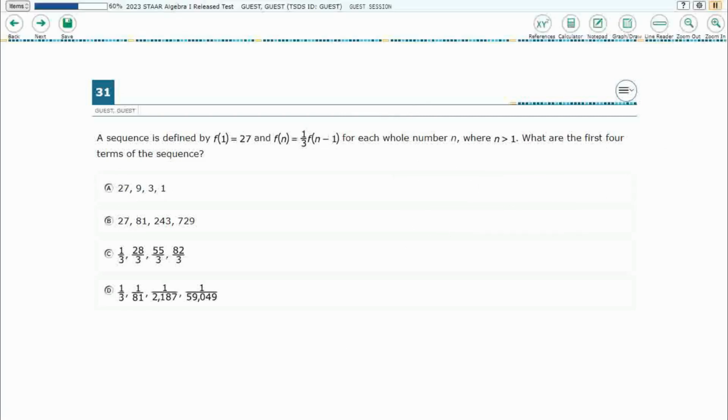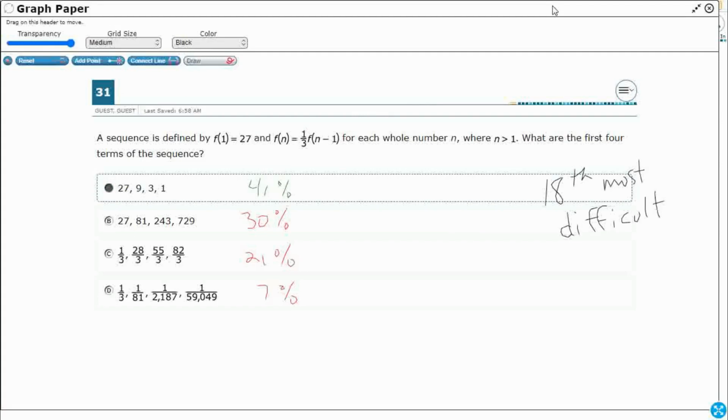Let's see how we did across the state of Texas. So this was actually tied for the 18th most difficult. We couldn't even get 50% of our students to get it correct. Slightly more than 2 out of every 5 got this correct. Now, I understand why we're choosing B here. We knew that something was happening with 3, but instead of multiplying it by 1/3, they just ended up multiplying it by 3. That's all this is, each term multiplied by 3.